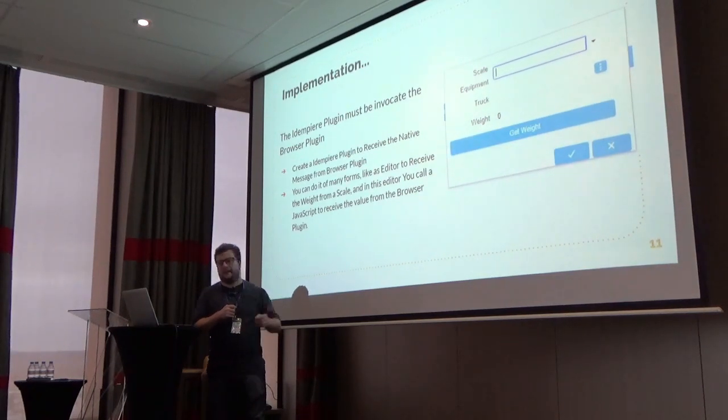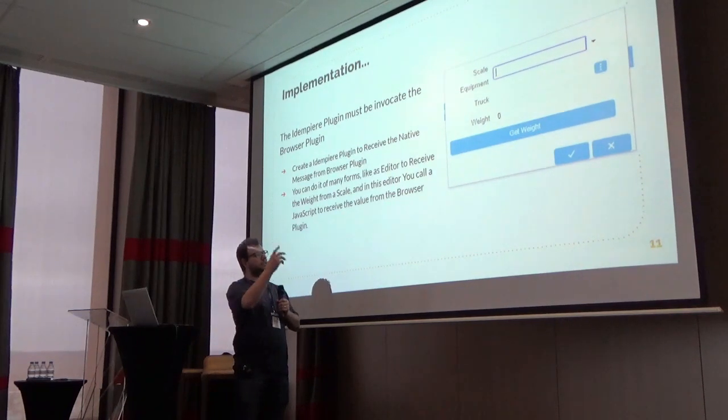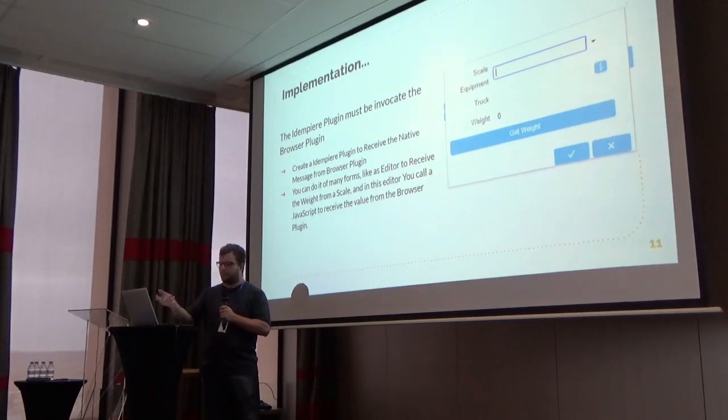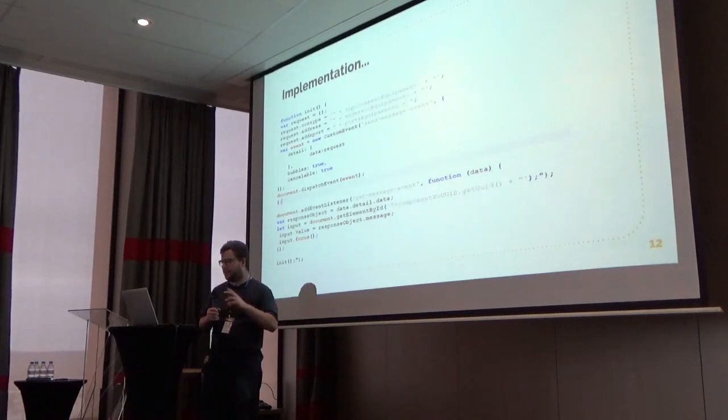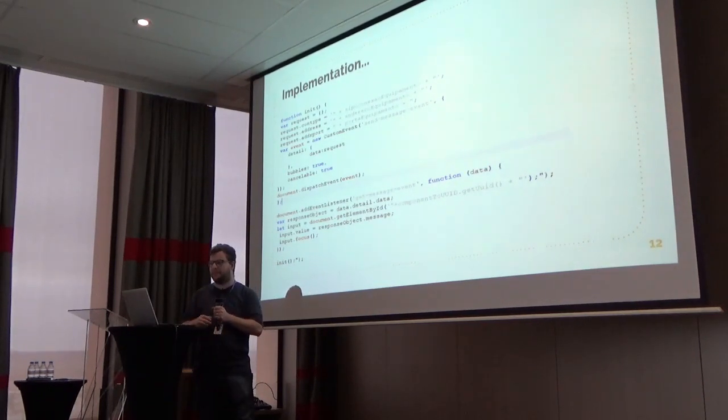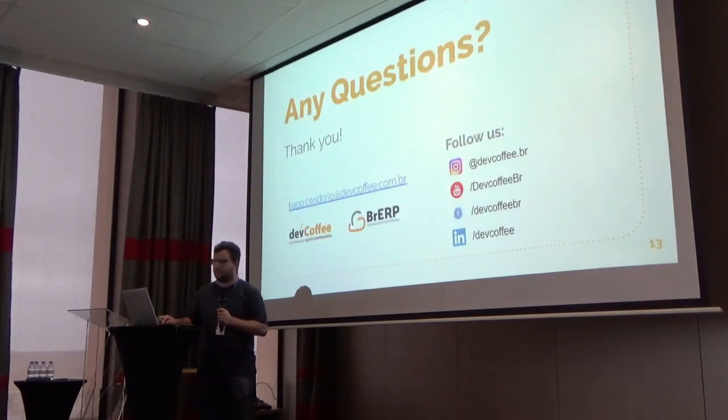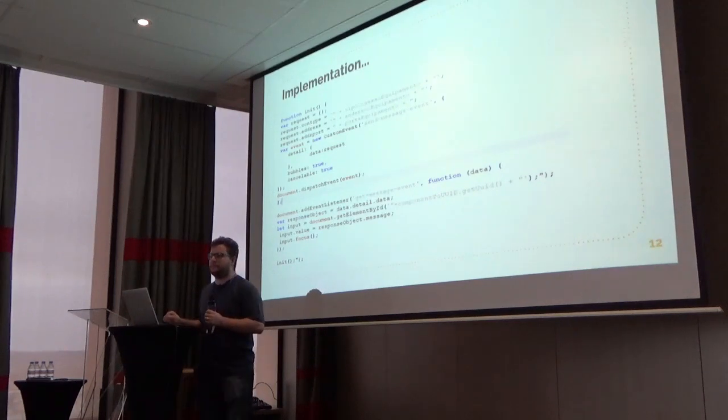I have chosen to make an editor. When you click on this editor, you receive the weight from the browser plugin, which it received from the native client. To call the browser plugin from the ERP, you need to use JavaScript. You call this JavaScript, and it calls the browser plugin, which receives the message from the native client. It's very simple.